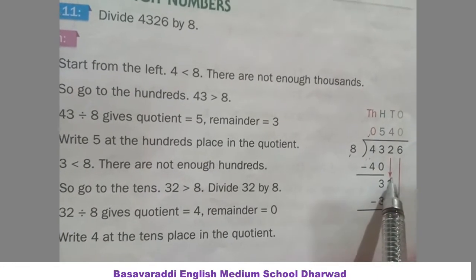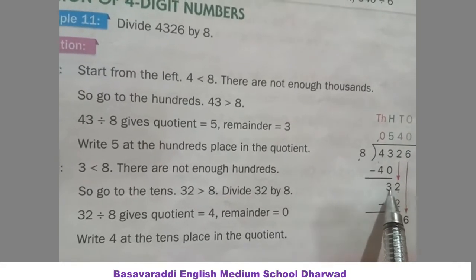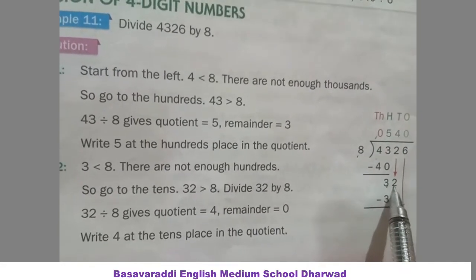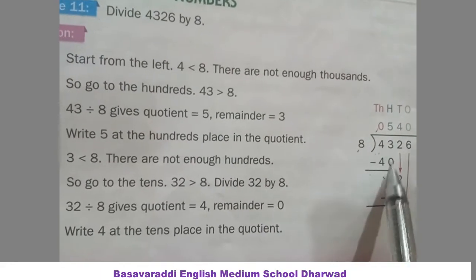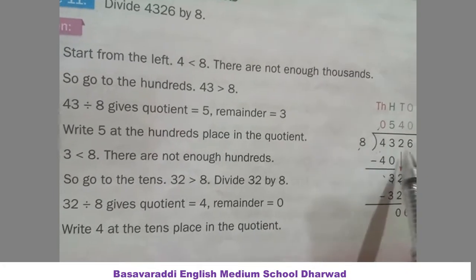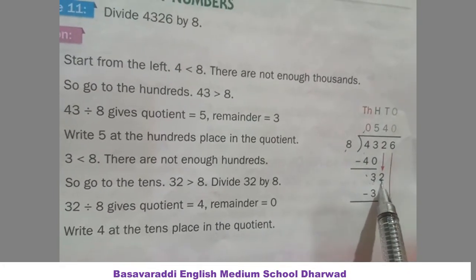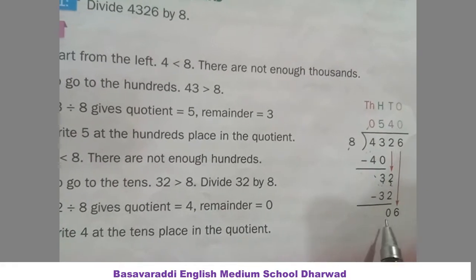Again we are bringing down the ones place, bringing down 2. So 3 we can't divide, so we take the tens place. Here this is the 100s place now. We are bringing down 3, and again bringing down the tens place, that is 2. Now we can divide this one. 8 4s are 32, then 0.